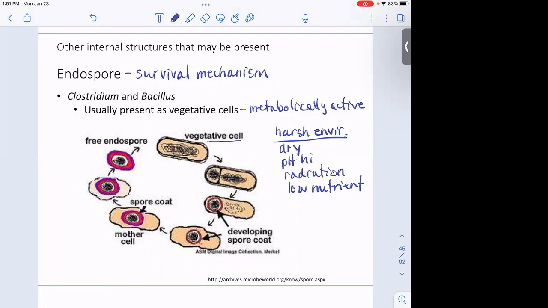A spore coat develops around the DNA. The spore coat is many, many layers of tough proteins like keratin, for example. Eventually the vegetative cell drops off and you get this free endospore that can persist for thousands of years. We don't even know the upper end of that. When the conditions get better again, it can germinate back into a vegetative cell where it can grow and divide like it normally would. Again, this is not common, but this is a structure that you could find in some bacteria.